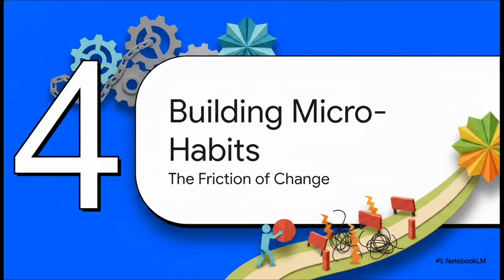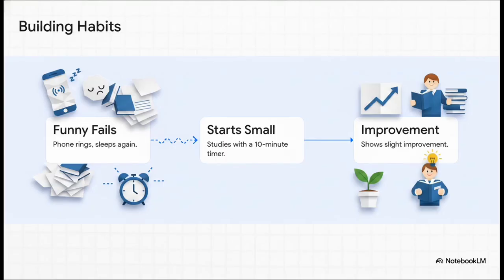All right, Section 4, building the microhabit, the friction of change. Because let's face it, transforming your life isn't just an overnight magic trick, and the storyboard perfectly captures the friction of building new habits in Scenes 4 and 5. It doesn't just magically jump from the assembly to Ryan being a genius. First, we get Step 1, the funny fails. He tries to study, his phone rings, he gets distracted, and boom, he's sleeping again.